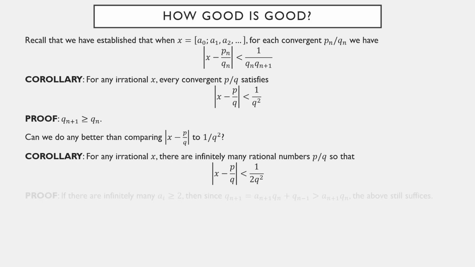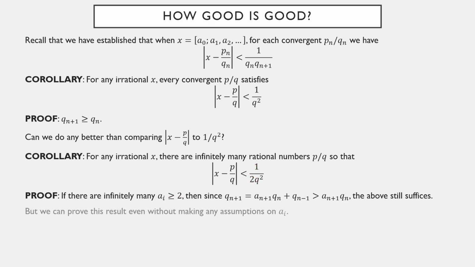Observe, if there are infinitely many partial quotients bigger than or equal to 2, if you look at this inequality at the top, since Qn plus 1 is a(n+1) Qn plus something, that's bigger than a(n+1) Qn. So this here is definitely less than 1 over a(n+1) times Qn squared. So if a(n+1) is bigger than or equal to 2, we definitely end up with less than 1 over 2 q squared here.